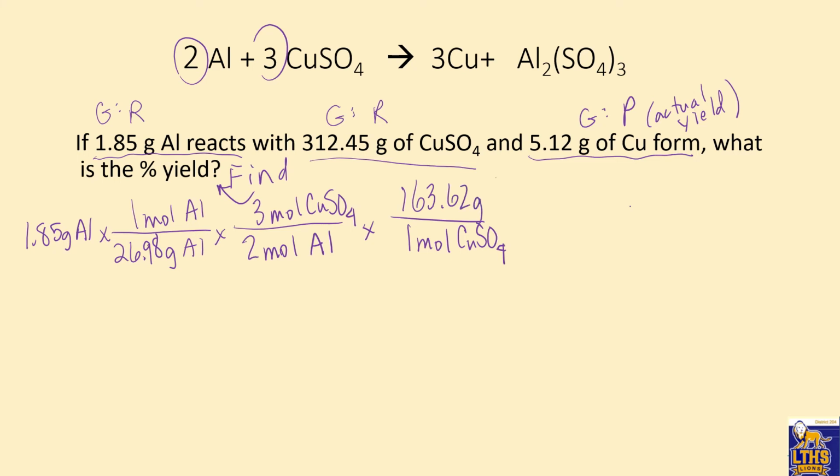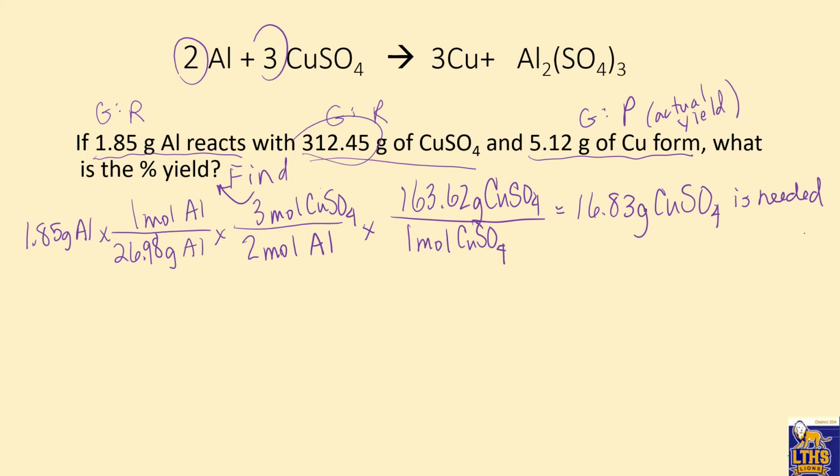163.62 grams of CuSO4. All right, so what do I find out here? I find out that 16.83 grams of CuSO4 is needed to use up all my aluminum. All right, so I go back to my given. I have 312.45 grams of CuSO4. So guess what? I have way more CuSO4 than I need.